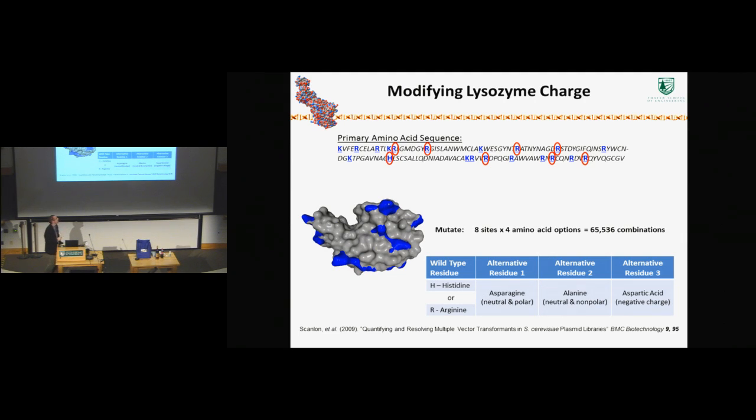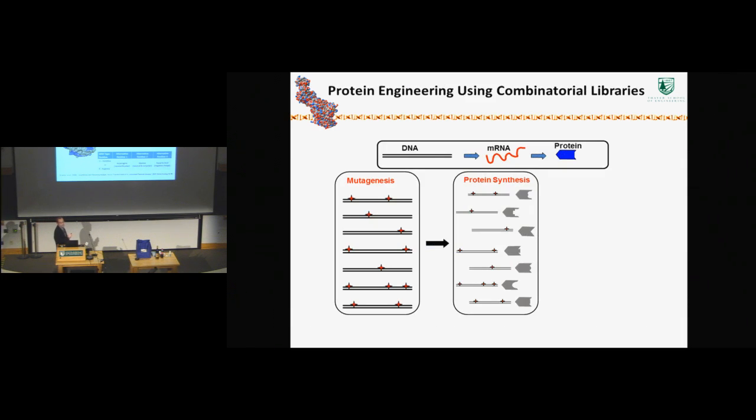then we have a theoretical library size of 65,536 different mutant genes that encode for 65,536 different protein variants. So that's a lot. That is a lot of proteins if you're thinking about testing these proteins. But this actually is a relatively manageable library size. So this is the strategy by which this library was constructed. Details are in this 2009 publication.